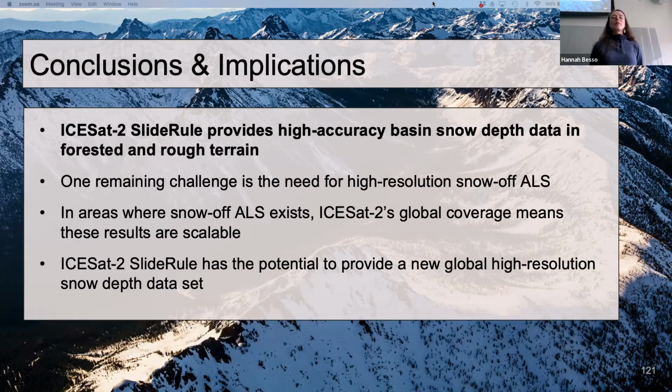ICESat-2 SlideRule provided high accuracy basin snow depth data in this terrain. However, one remaining challenge with this methodology is the need for high resolution snow off area LiDAR surveys to be able to measure snow depth using ICESat-2. But in these areas where the snow off area LiDAR exists, ICESat-2's global coverage means that these results are scalable. And finally, ICESat-2 has the potential to provide a new global high resolution snow depth data set.